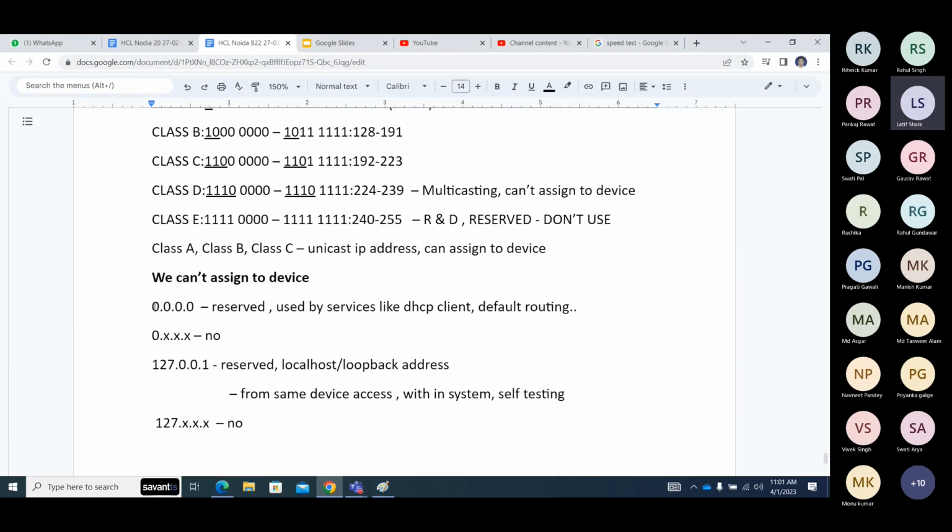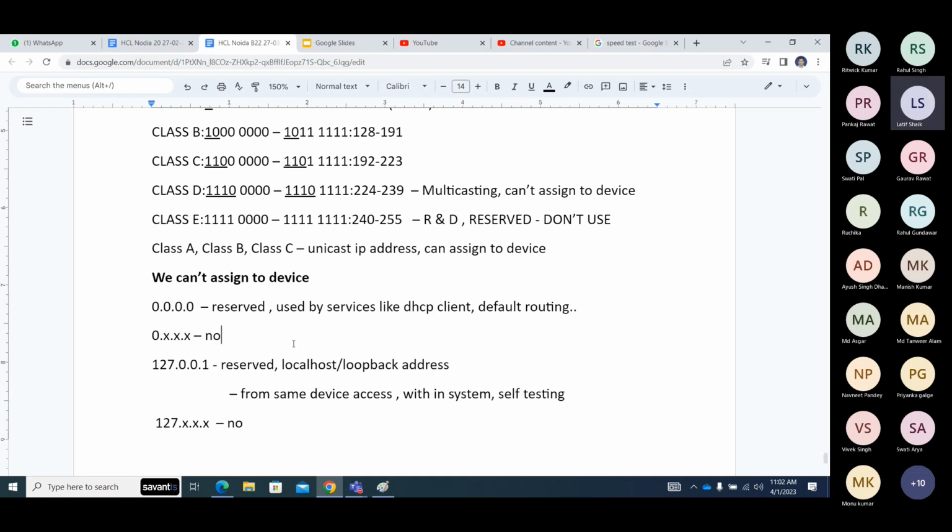We cannot assign certain IP addresses to devices directly. One of them is the zero series, 0.0.0.0. This is a reserved IP address for certain services and representations, like default routing and DHCP client discovery packets. Not only that one, guys, the entire zero series we do not use in communication.